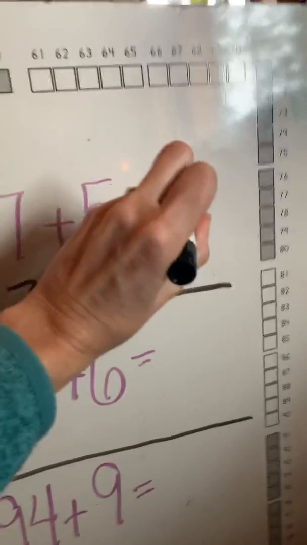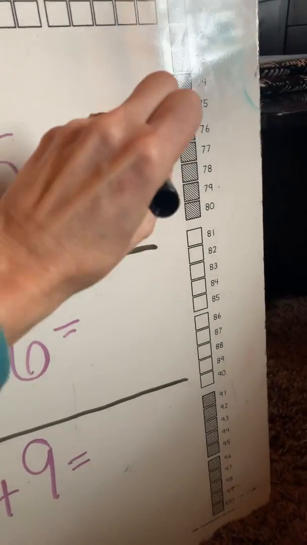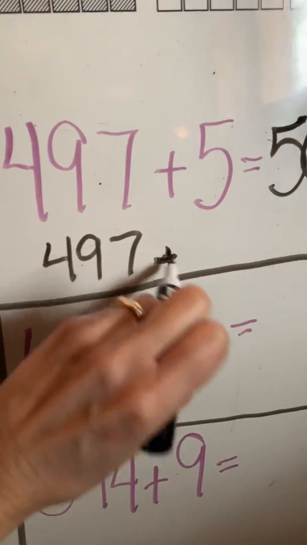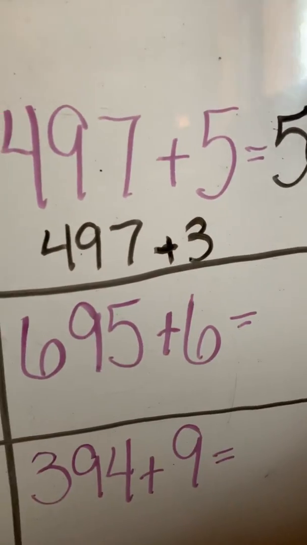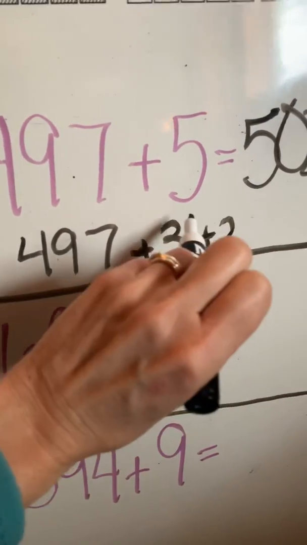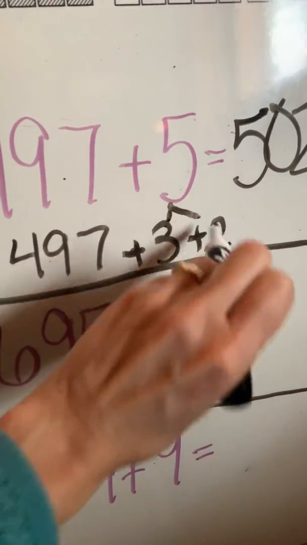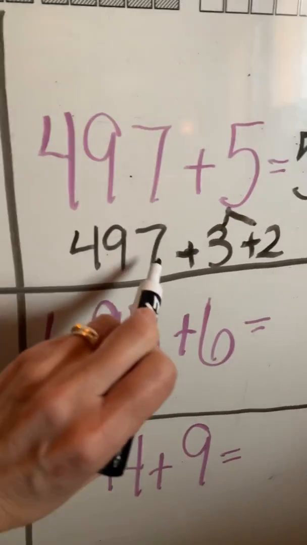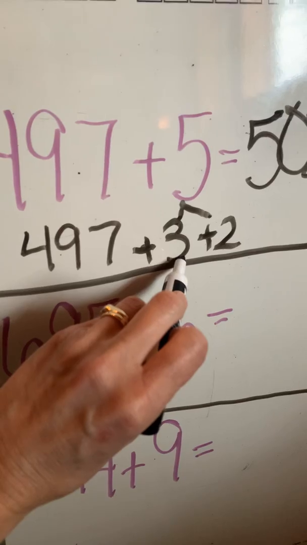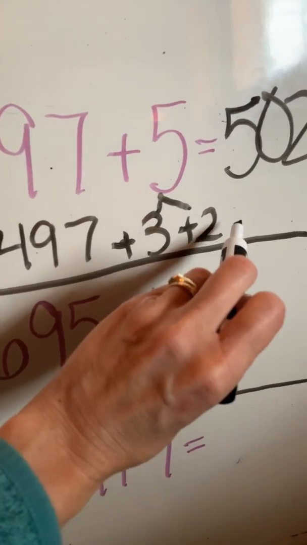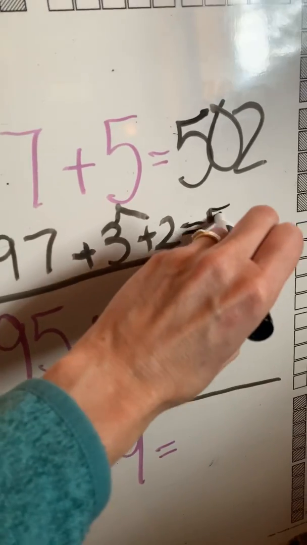So the answer would be 502. And the way we got that is we added 3 to get 500 plus 2 more, because 5 equals 3 and 2, right? So 7 plus 3 makes a 10. We get to 500. 501, 502. The answer is 502.